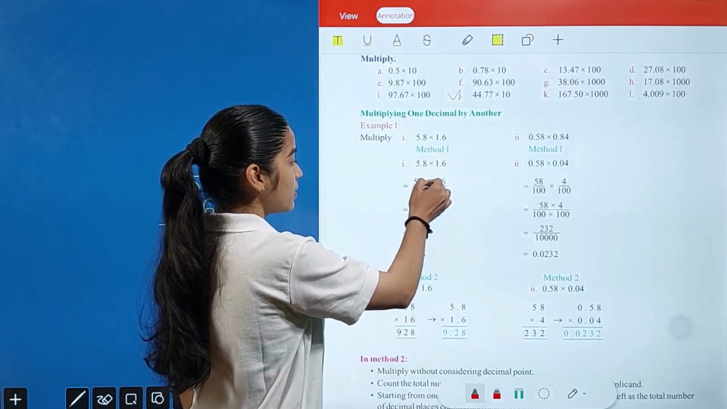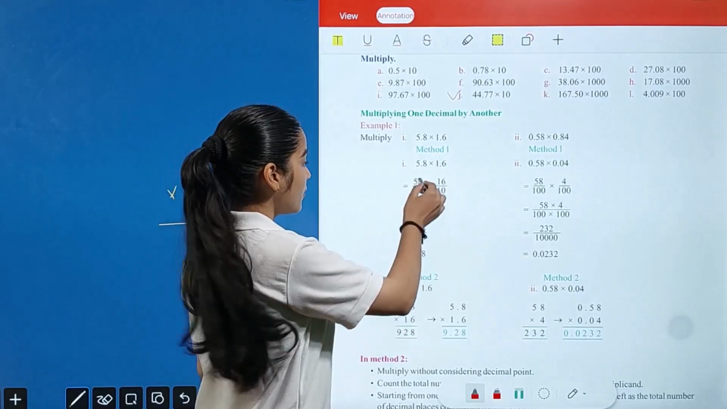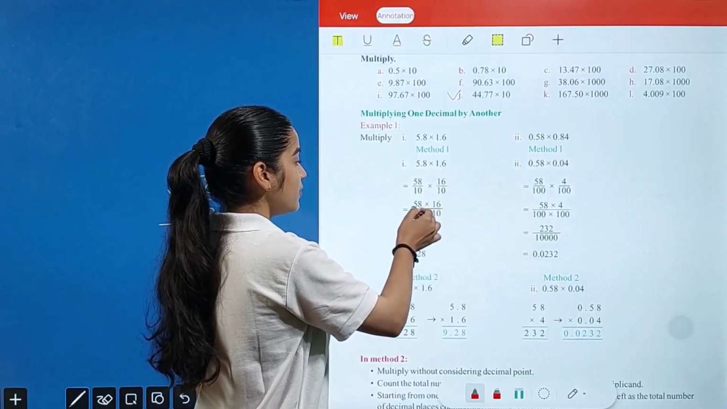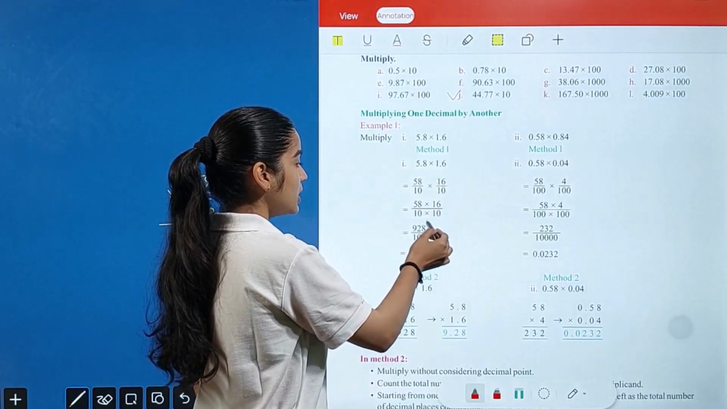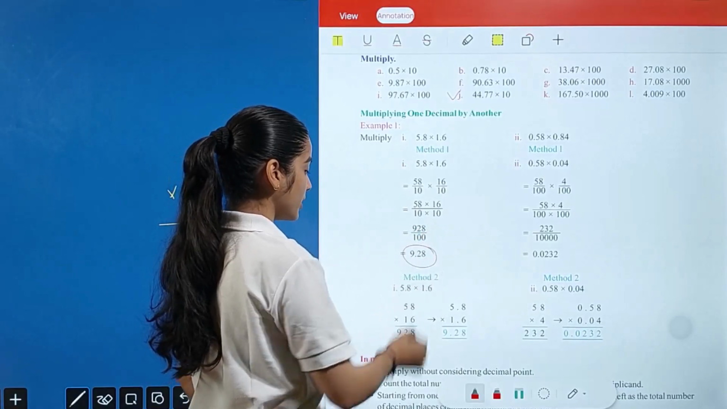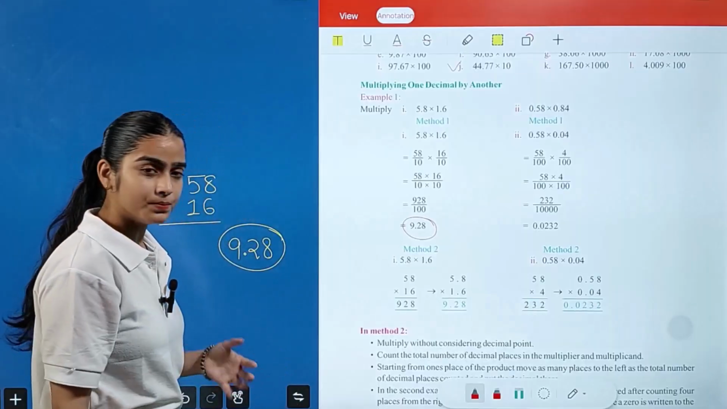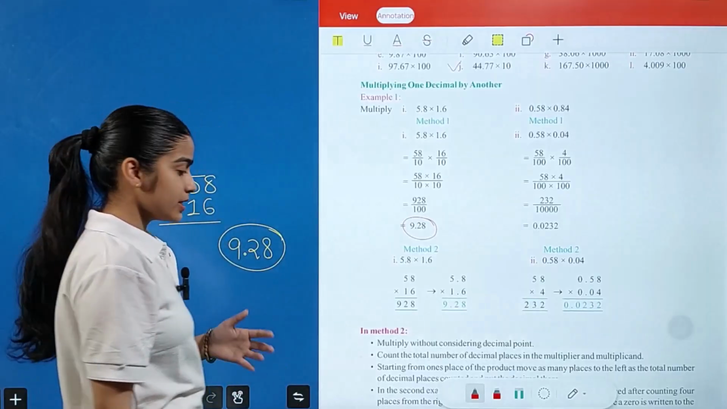So 5.8 will be converted into fraction form, 58 upon 10, and 1.6, 16 upon 10. Then 58 multiplied by 16 is 928, divided by 100 is 9.28. So here we have two methods. You can use any one of them, whichever feels easier for you.